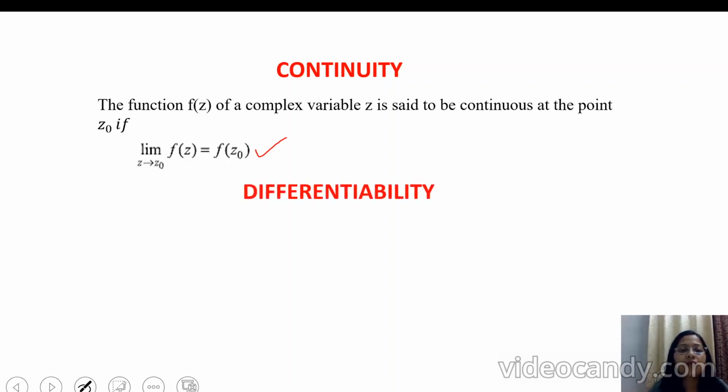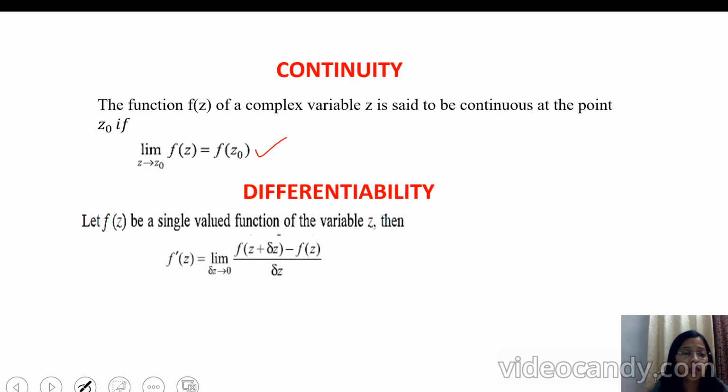Differentiability. Of course, if a function of complex variable f(z) is differentiable at a point, then it would be continuous at that point. Let's understand in a detailed manner. Let f(z) be a single valued function of variable z, then f dash z is equal to the limit as delta z tends to 0 of f(z plus delta z) minus f(z), over delta z. This is nothing but the formula for the derivative through first principle. You all must have seen this formula earlier. So this is the basic definition of differentiability.